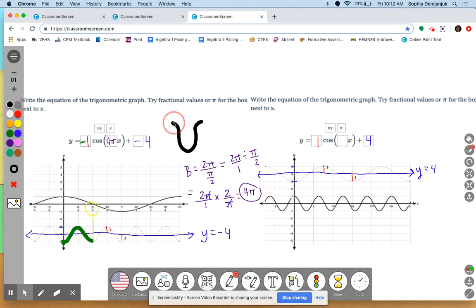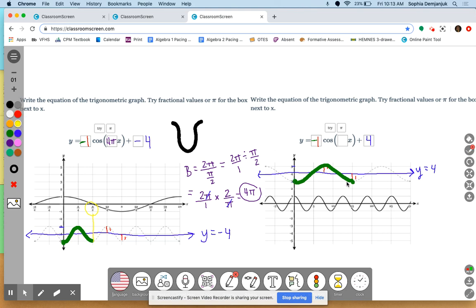We know that we're looking for this nice U shape. We want to see if it's upside down or not. So going to the y-intercept, and we can see tracing it is an upside down U. So we are going to make this 1 out in front a negative.